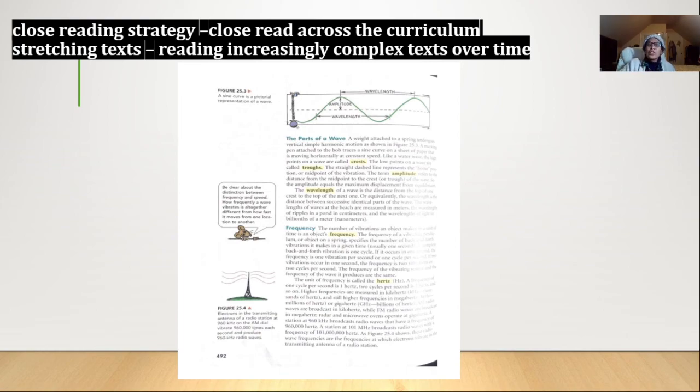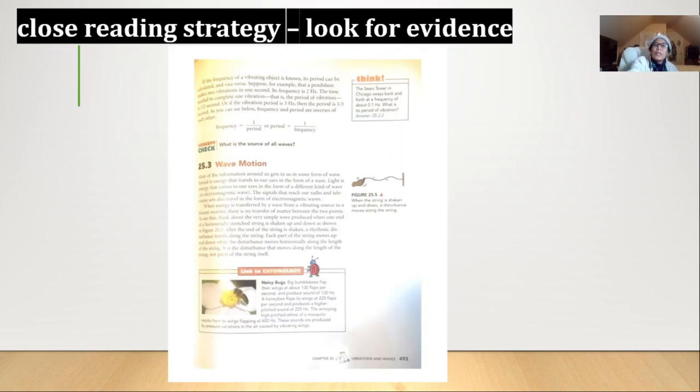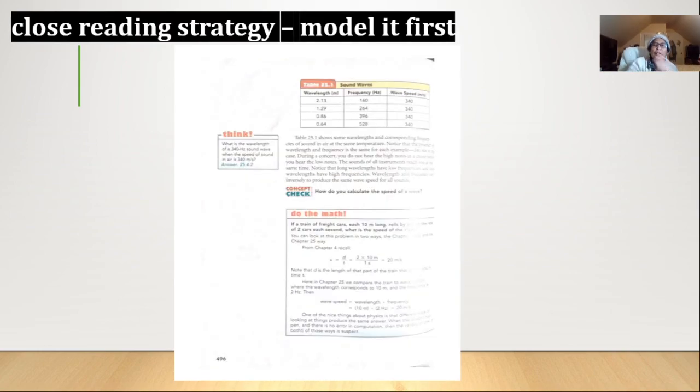A close reading strategy: read across the curriculum, stretching text, reading increasingly complex text over time, look for evidence, and model it first. So the pages of the book have them.